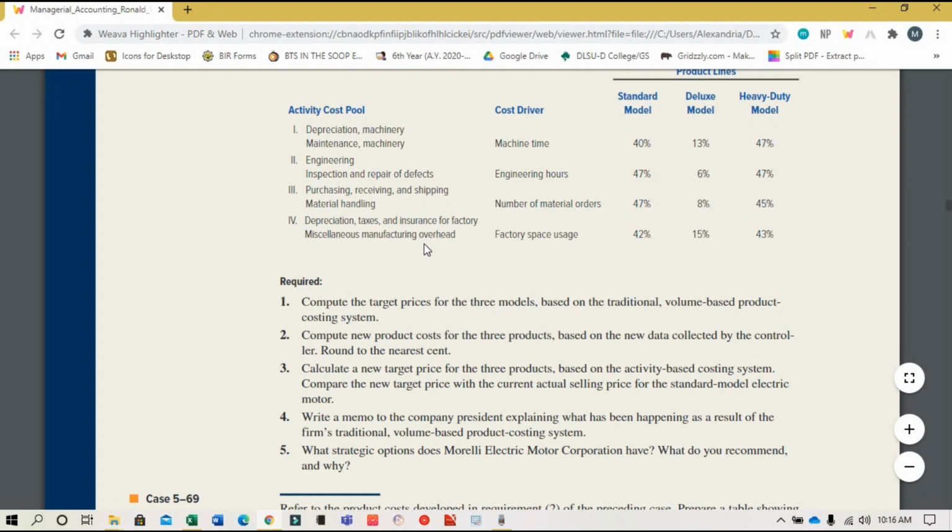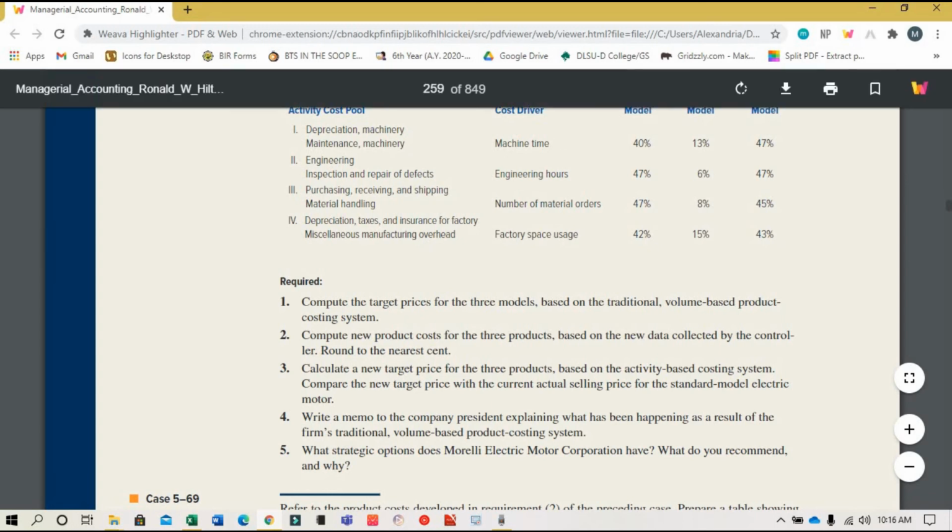And then number 4, write a memo to the company president explaining what has been happening as a result of the firm's traditional volume-based product costing system. And number 5, what strategic options does Morelli Electric Motor Corporation have, and what do you recommend and why?